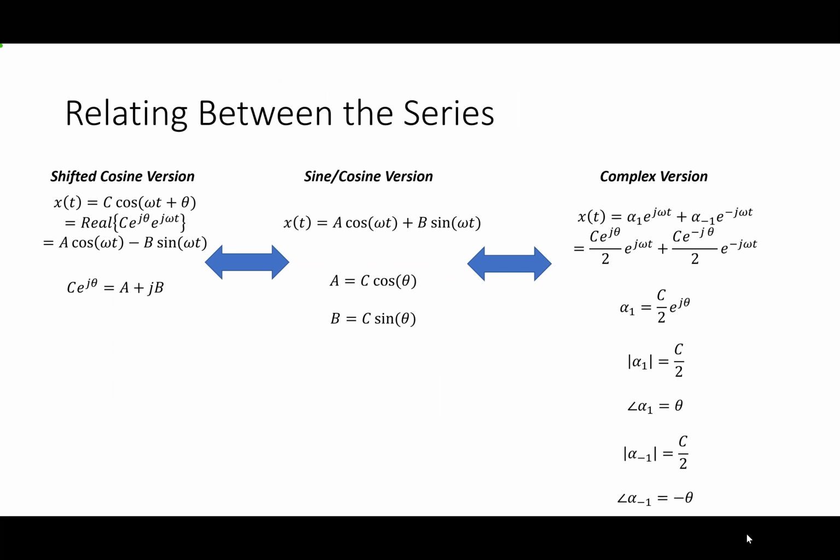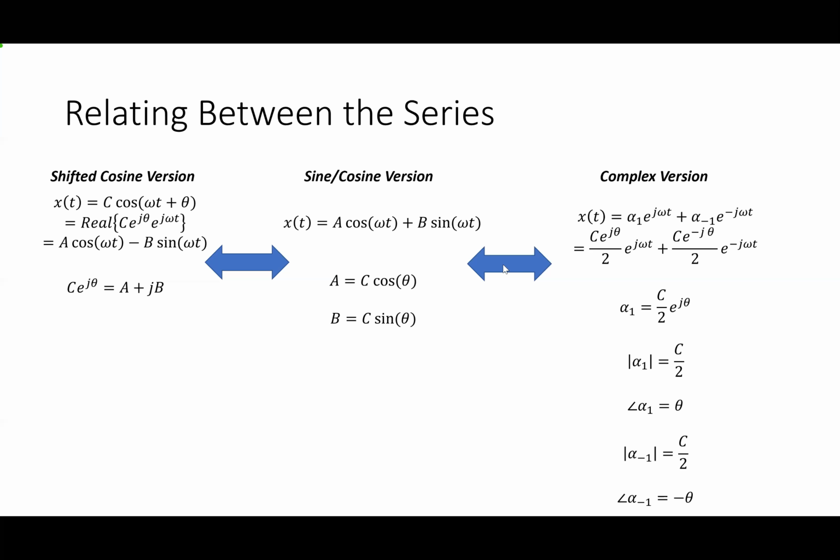So here's what I've got: I've written out the forms, and this is the way that I think about it, I look at this table. If I start with the shifted cosine version, here's the result of the analysis that I've done previously. C cosine omega t plus theta is the real part of this whole thing. So if I did the math out, then I basically got this. And the A and the B terms in this equation are what's shown right here. A equals C times cosine theta, B equals C times sine theta. And I could represent those in vector form like this, A plus JB.